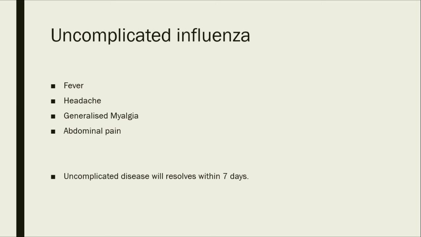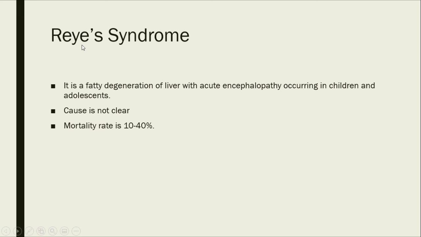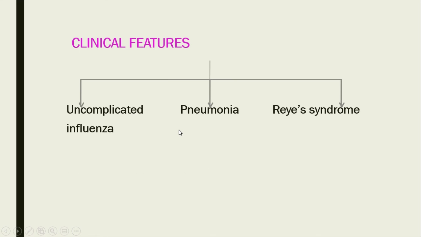Everything starts with a fever, headache, generalized myalgia, and abdominal pain. These are the earliest clinical presentations. Uncomplicated disease will resolve within 7 days. That's a common case. But if it persists, it will lead to the next phase of this infection, that is Reye's syndrome. Uncomplicated influenza can develop into a pneumonia condition.